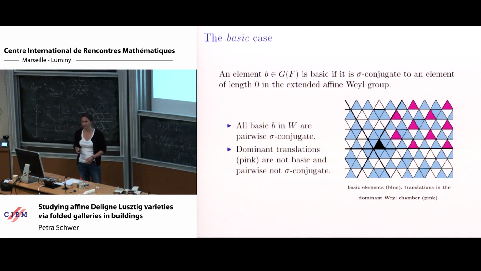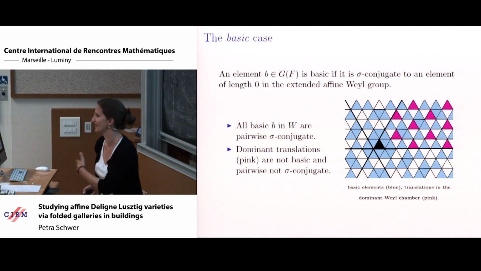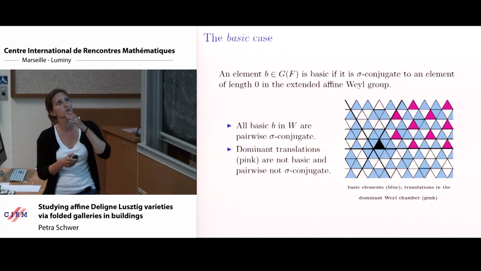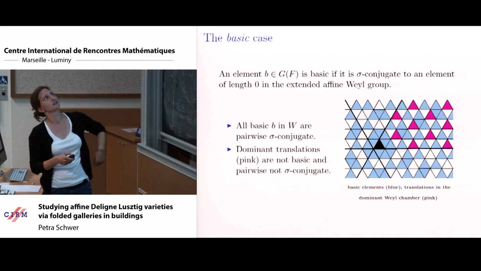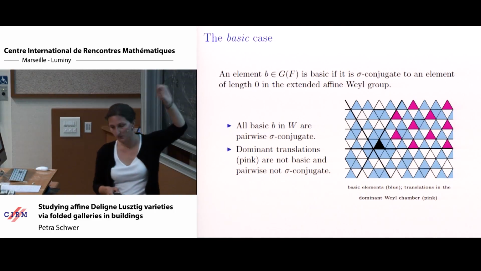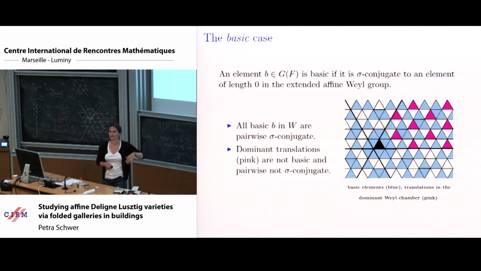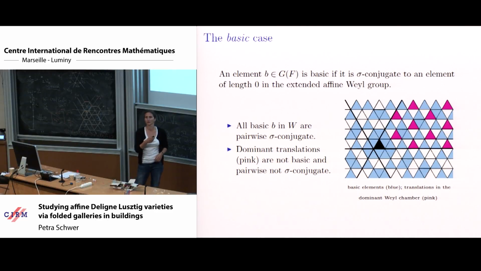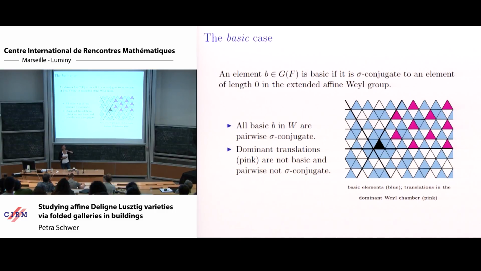Just to give you an idea how much basic and non-basic things are covering, you see these blue simplices here. They're all basic, and all the basic ones in this picture, because we're in the affine Weyl group and not in the extended affine Weyl group, are pairwise sigma conjugate. And then you see these translations in the dominant chamber, so this black one should be the identity here. All the translations in this dominant Weyl chamber, the pink ones, are not basic, and they're pairwise not sigma conjugate. So all the blue ones give you one isomorphism class of affine Deligne Lusztig varieties, while all the pink ones give you one each. Of course there's lots of white left.